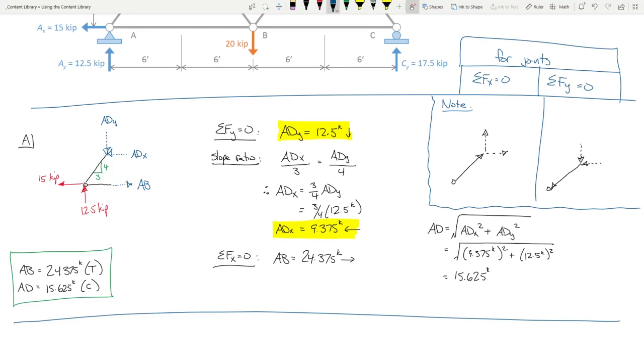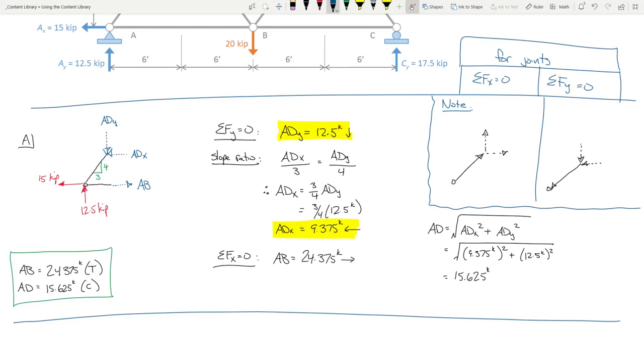All right, now I want to go back to this little cheat sheet I drew up here. First thing I'm going to do, I'm going to color in the members that I solved. See what I did? Okay, and I'm going to go ahead and write the answers that I figured out. So this one is 24.375 kips in tension. This is 15.625 kips in compression.